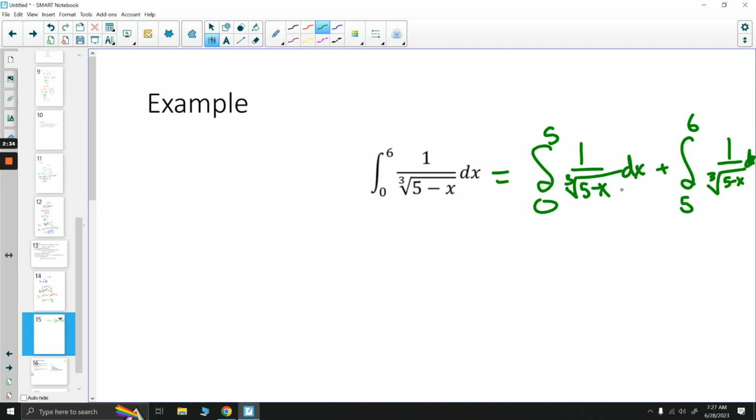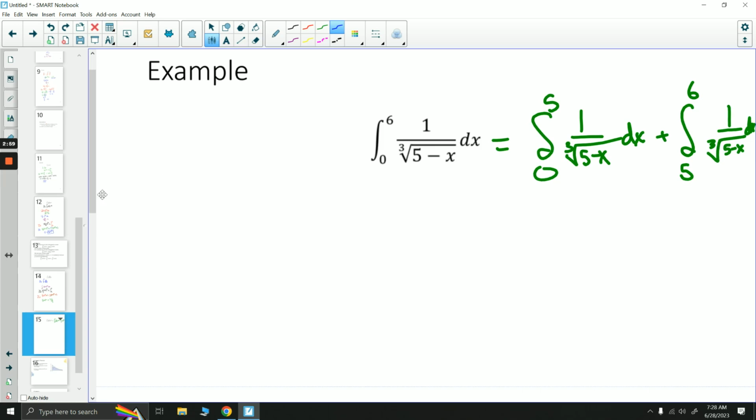The other thing I want to note is that if we were talking about area, then we would want to take it in terms of absolute value, because it's going to be negative, or we take it from 6 to 5 like this. We just flip the bounds of integration, and that will force it to be positive as well. But we're not talking about area, we're just talking about the definite integral.